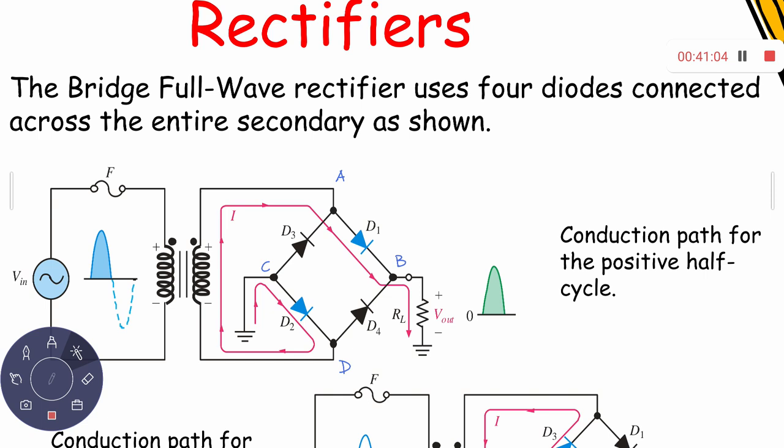Okay, so D1 will conduct during the positive half cycle, and the current will flow through B to ground, that means from B to C, because C is at ground potential. And then from C to D, and the current will flow in that point. You have to complete the loop now. Starts from here, point A, D1, you have RL over there, D2, and then this is the path. Either you show in that way, or it will be better if you show in that way. This is the flow of the current.